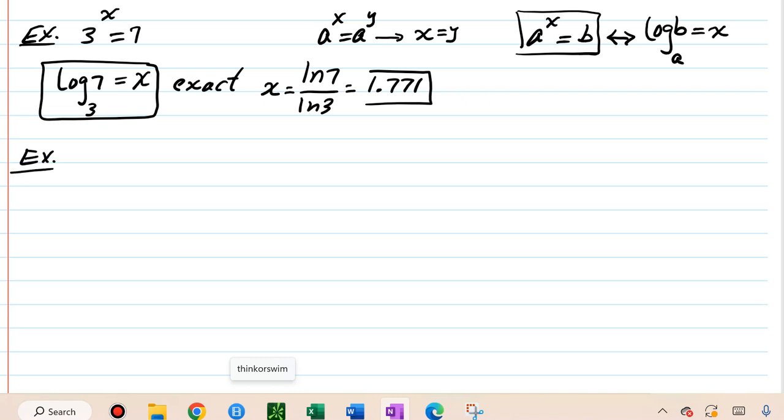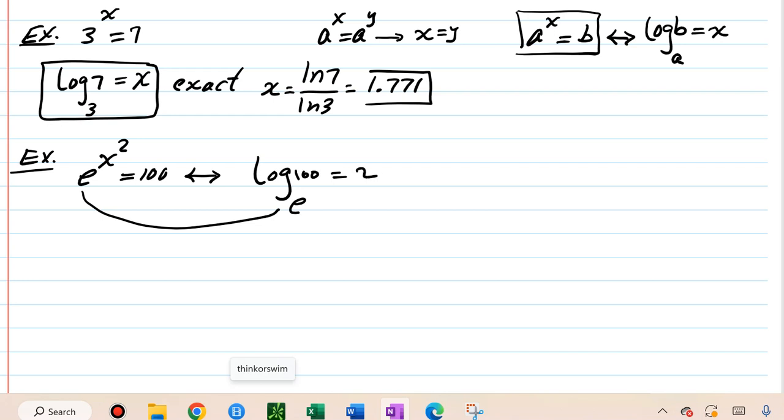In this next example, suppose I have e to the x squared equals 100. Again, that would be of the second type, where I only have one exponential function and the other side is possibly another expression or a number, in this case 100. So let's rewrite this one. By definition of log, the base e is going to appear as the base of the logarithm. The number 100 becomes the argument of the log, and the exponent goes on the other side by itself. And there you have it.